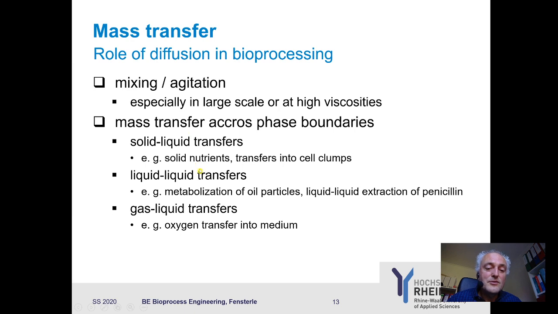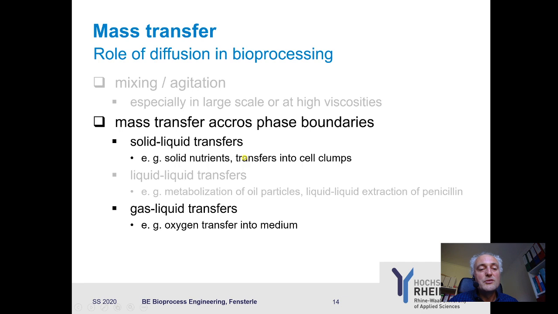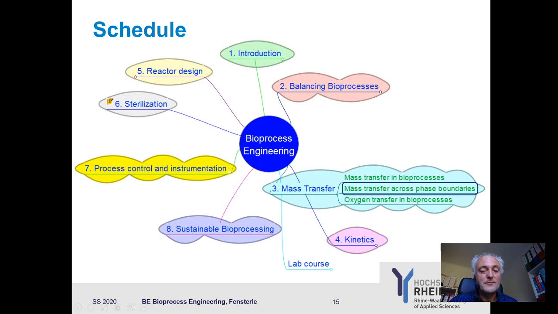I can have liquid liquid transfer. So if, for example, I want to degrade oil in the bioreactor, or if I do a liquid liquid extraction of penicillin, which I can even do already during the process, then I have a liquid liquid transfer. And of course I have gas liquid transfer, which is basically the oxygen transfer into the medium. So these are the mass transfer types I have. We will mainly talk about solid liquid transfer, and we will mainly talk about gas liquid transfers. Okay, so this is a general overview about mass transfer in bioprocesses.